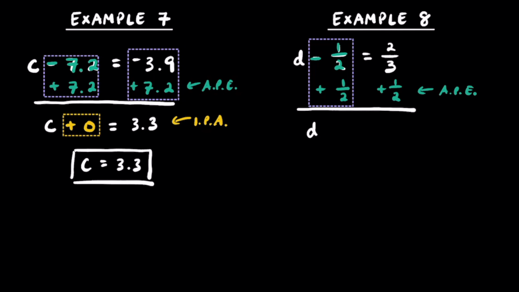The opposites on the left are going to cancel out, so we can just write d plus 0. And on the right side, to add 2/3 and this 1/2, we're going to need common denominators.